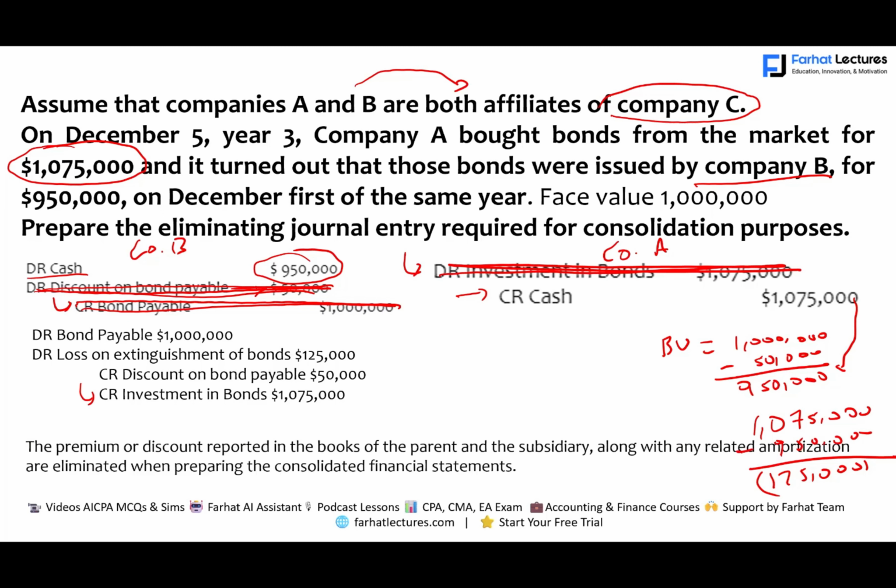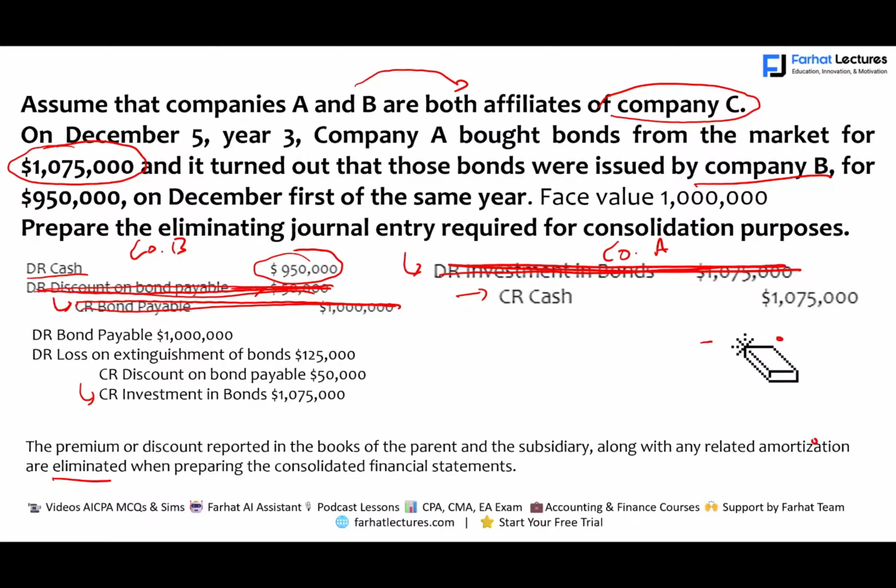So remember, here we kept it simple. The premium or the discount reported in the books of the parent and the subsidiary along with any related amortization are eliminated. Here we kept it simple. We told you that they did not even amortize anything because when preparing the financial statements, everything will need to be removed. And here too, you could also amortize the investment as well, and you could amortize the bond. But again, we're keeping it simple.